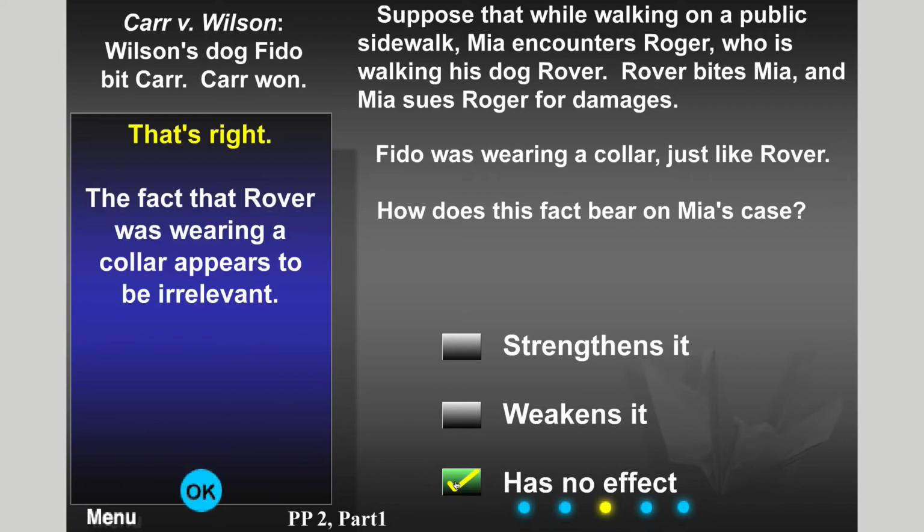But they're going with has no effect. That Rover was wearing a collar appears to be irrelevant. The appears to be, I think, is important there. So I admitted before I hit the answer that I thought they were going to go with have no effect. But I think there might be some relevance there. But it depends. Just knowing, from working at a pet shop when I was younger, the fact that a dog might be wearing a collar or not really did have an effect on what was done to the dog if, say, the local animal control agency was called for that dog. Okay?